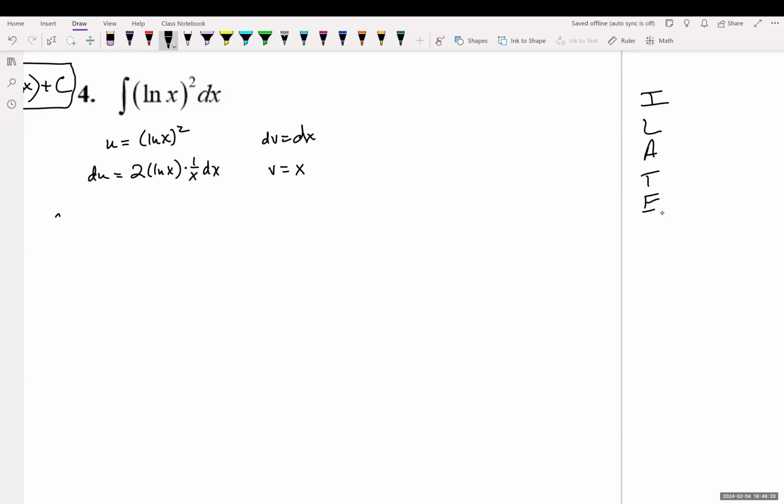And so our integral of ln x squared dx, we're going to multiply diagonally this way first. So we're going to get x ln x squared minus the integral, and now we have to multiply across here. And what you'll notice, which is really nice, is this x and this 1/x cancel. And so we're just going to be taking the integral of 2 ln x dx like that.